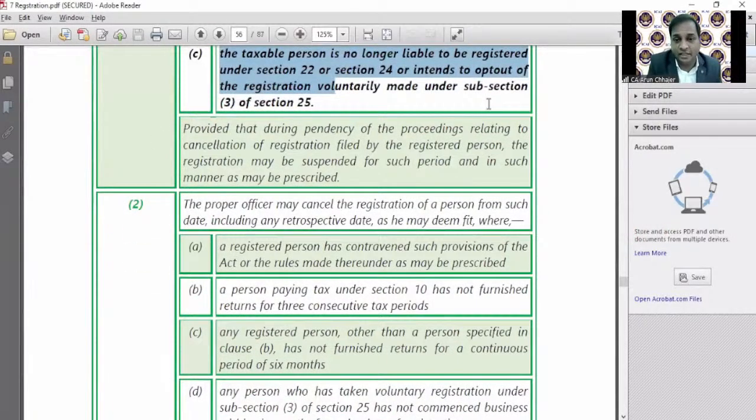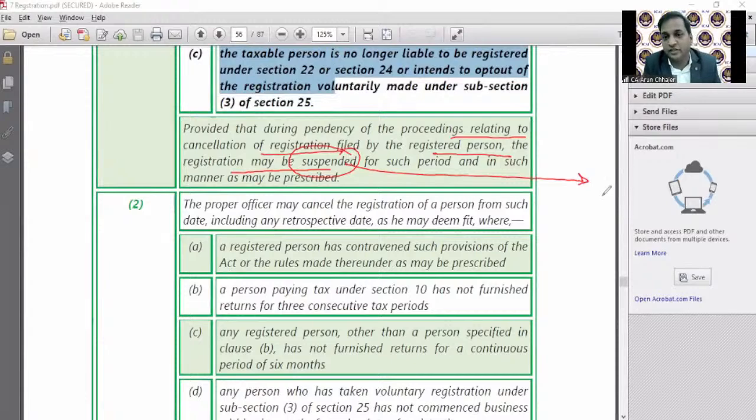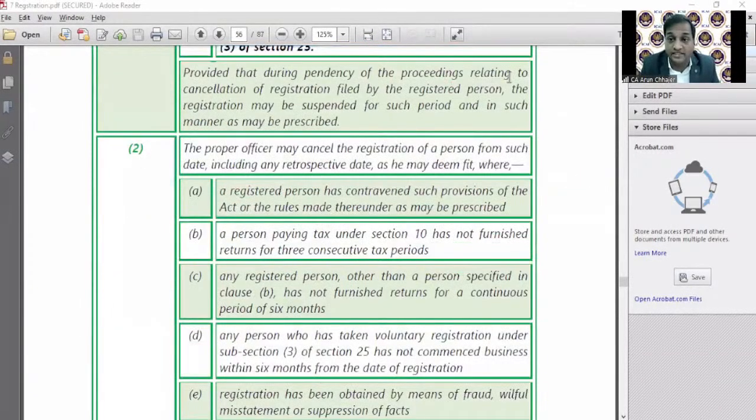During the pendency of the proceeding relating to the cancellation filed by the taxpayer, the registration may be suspended. So there is a provision of suspension. Till the time I have submitted the application, till the time my cancellation application is not approved, it will be deemed to be suspended. Once it is suspended, there is no requirement to file any GST return etc. Now, this is important. Direct theory question can be expected.